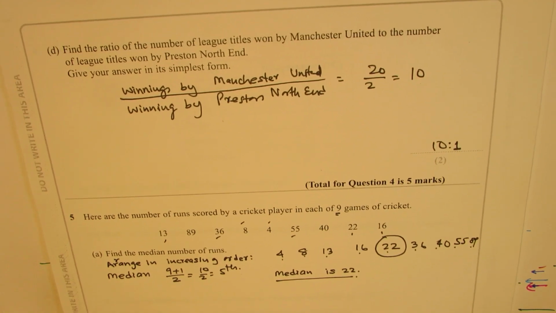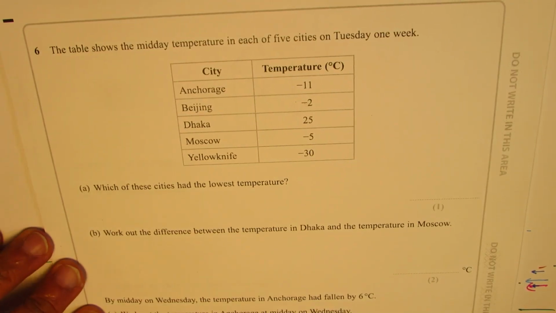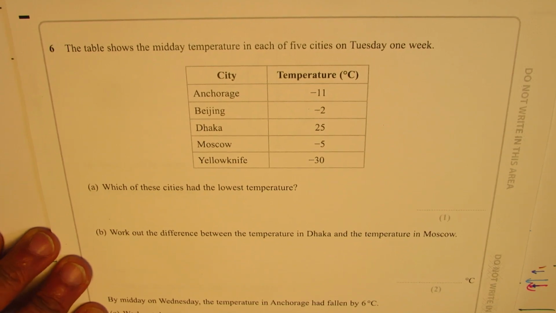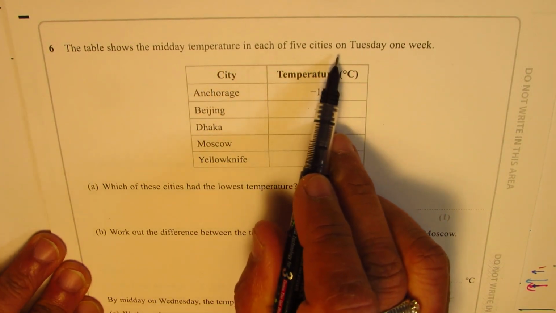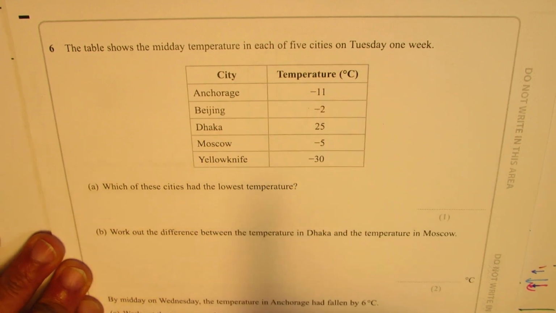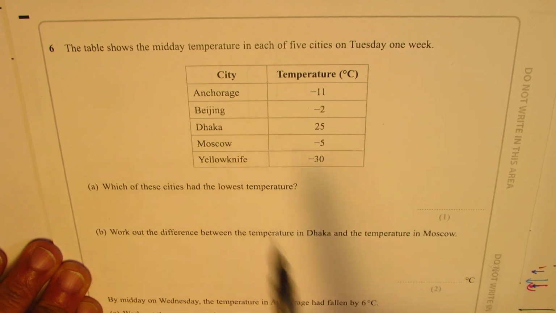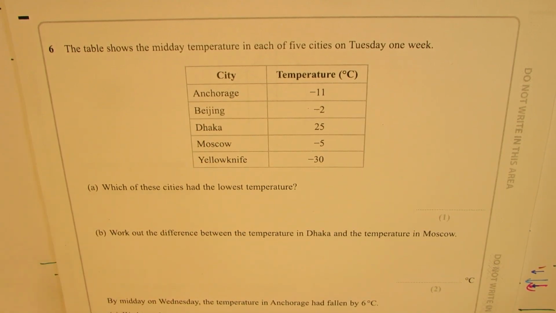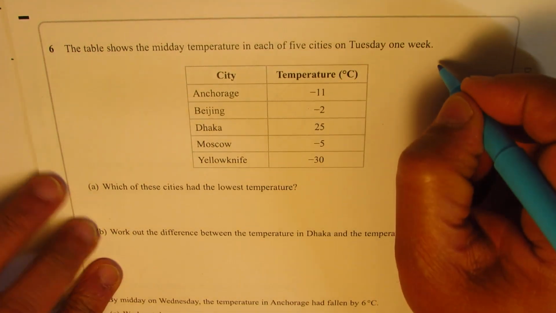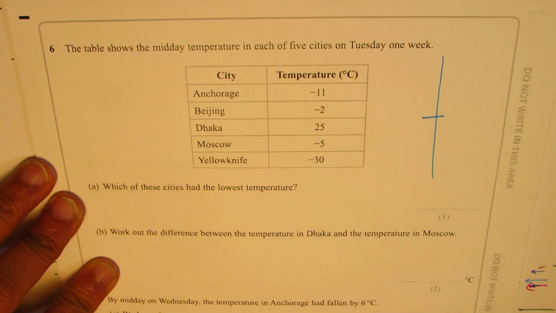Now let's take question number 6. The table shows the midday temperature in each of the 5 cities on Tuesday 1 week. Which of these cities has the lowest temperature? Now this is about integers. So we have temperatures which are positive and negative. This is not really required, but we are just showing it on a scale.